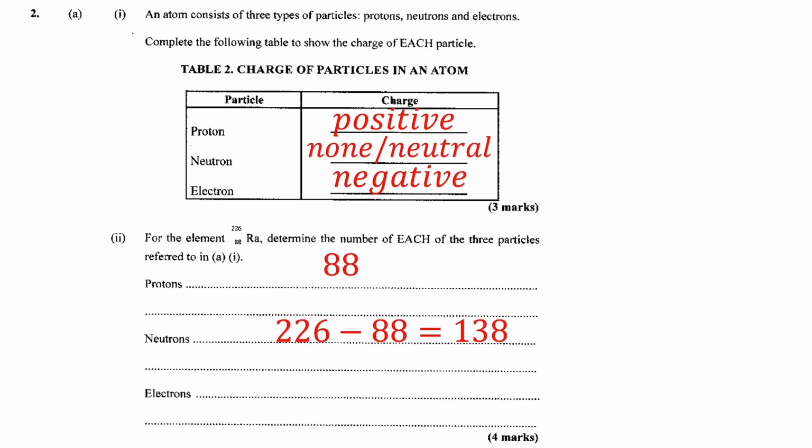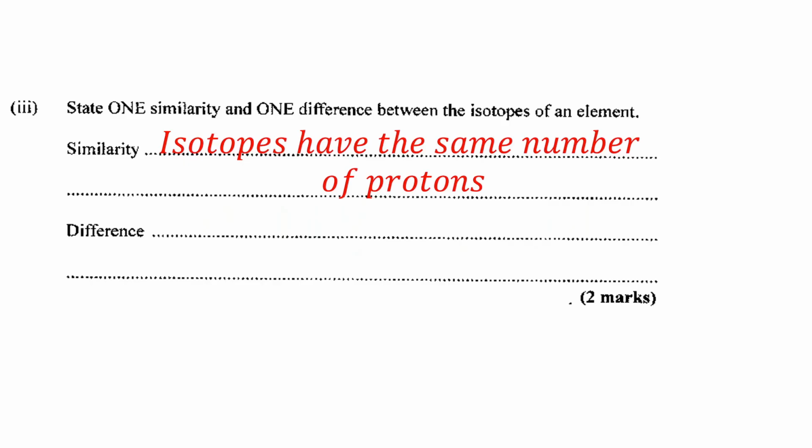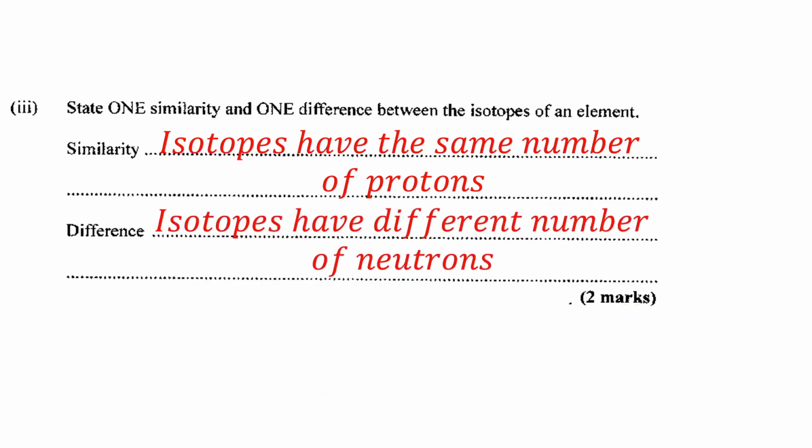Next, assuming that this is a neutral atom, then the number of electrons would be the same as the number of protons, so that would also be 88. So 1 point to state the protons, 1 point to state the electrons, 2 points to calculate the number of neutrons. Part 3, state 1 similarity and 1 difference between the isotopes of an element. So a similarity you could state is that isotopes have the same number of protons. A difference you could state is that isotopes have different numbers of neutrons.